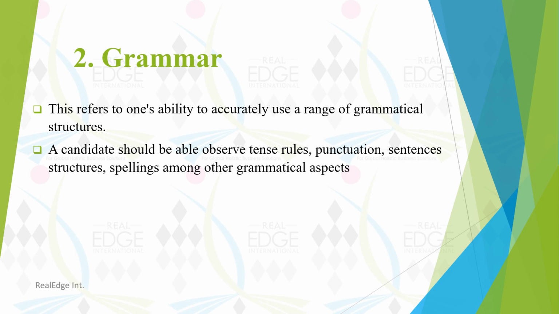Number 2, grammar. This refers to one's ability to accurately use a range of grammatical structures. A candidate should be able to observe the following: the tense rules, punctuation, sentence structures, spellings, among other grammatical aspects.